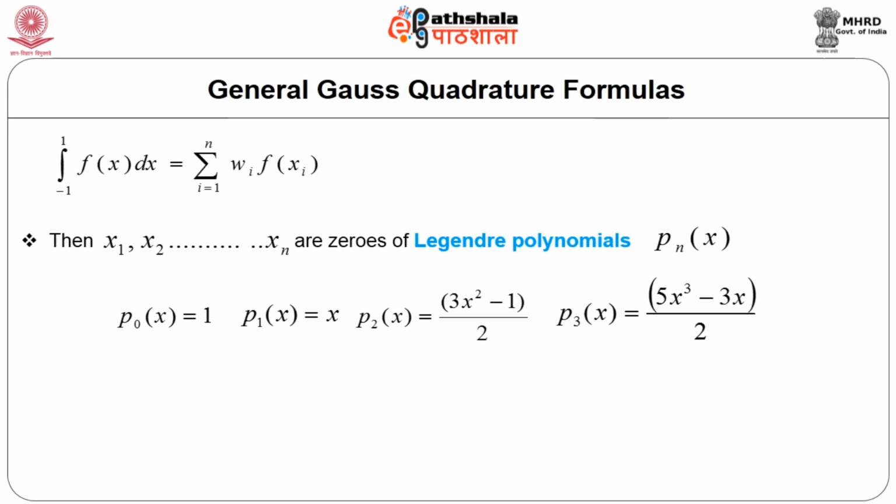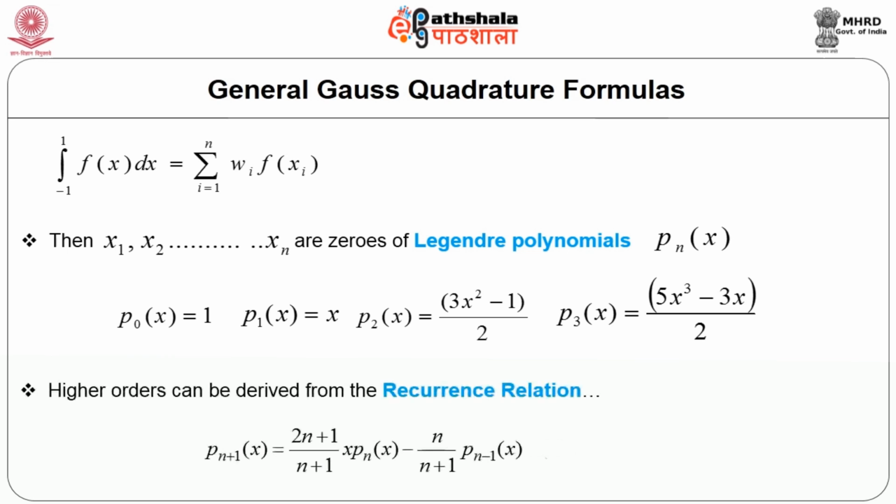If p(x) is 1, and the interval of integration is minus 1 to 1, we get the integral from minus 1 to 1 of f(x) dx as W1 f(x1) plus W2 f(x2) plus ... Wn f(xn). Here x1, x2, ..., xn are zeros of the Legendre polynomials Pn(x), where P0(x) is 1, P1(x) is x, P2(x) is (3x square minus 1) by 2, P3(x) is (5x cube minus 3x) by 2, and higher order Legendre polynomials can be derived by using the recurrence relation P(n+1)(x) is (2n+1) by (n+1) x Pn(x) minus n by (n+1) P(n-1)(x).